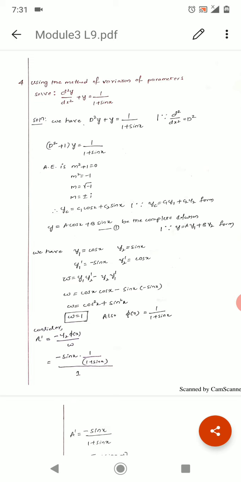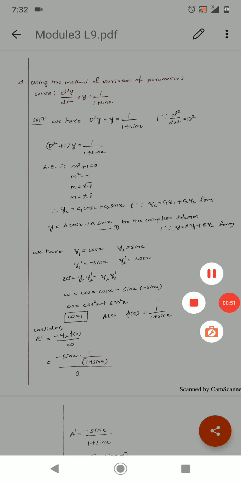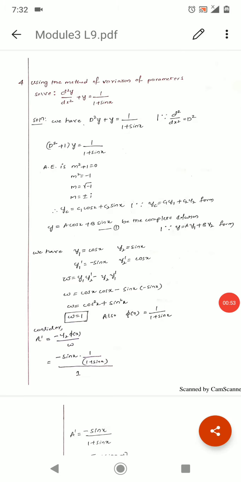and m = ±i, and hence the complementary function becomes c1 cos x + c2 sin x. So, which is in the form yc = c1 y1 + c2 y2. Now replace c1 and c2 by capital A and B. That will become y = A cos x + B sin x, which will be the required complete solution.